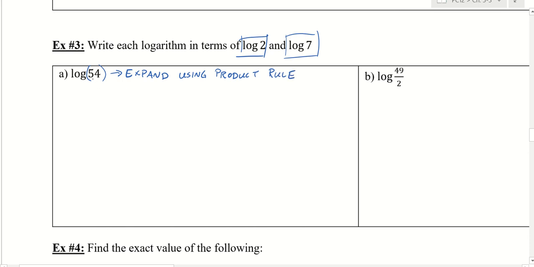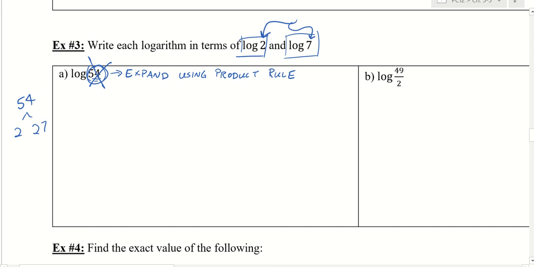is we can write 54 as a product. As a product of what? Well, ideally as a product of 2 and 7. Now, 54, if we factor this, it looks like we don't have a factor of 7 in here, and that might be my fault. These are notes that I typed up.